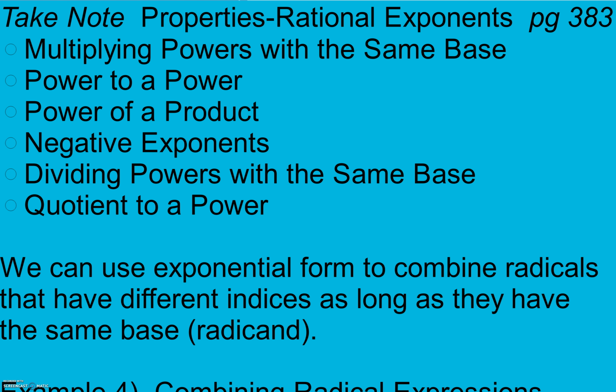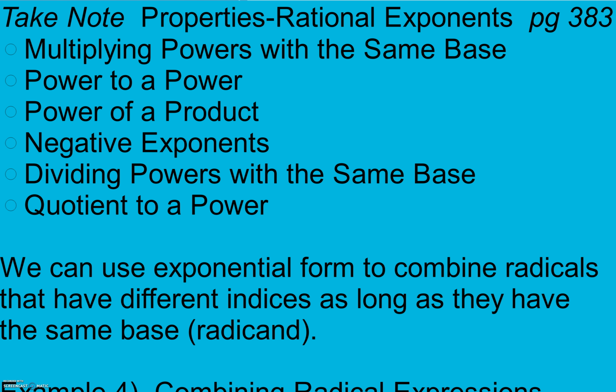Power of a product means we can take our exponent to each item inside our parentheses, each part of the product there. Negative exponents, we get rid of a negative in our exponent by taking it from the numerator to the denominator, or the denominator to the numerator, and making it positive. Dividing powers with the same base means we're going to subtract our exponents. And quotient to a power is just like power to a power there. We are going to take that exponent to each piece in there and then multiply if need be.